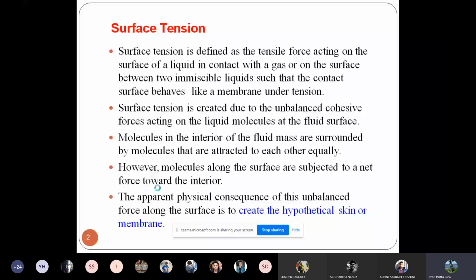Okay, so the surface tension force is actually nothing but a tensile force which acts on the surface of the liquid when it is in contact with another gas or another liquid that is immiscible in nature. And as I said, why does the surface tension force develop? Because there is an unbalanced cohesive force. The cohesive forces try to balance each other. When there are two liquids completely miscible with each other, there is no surface tension force.